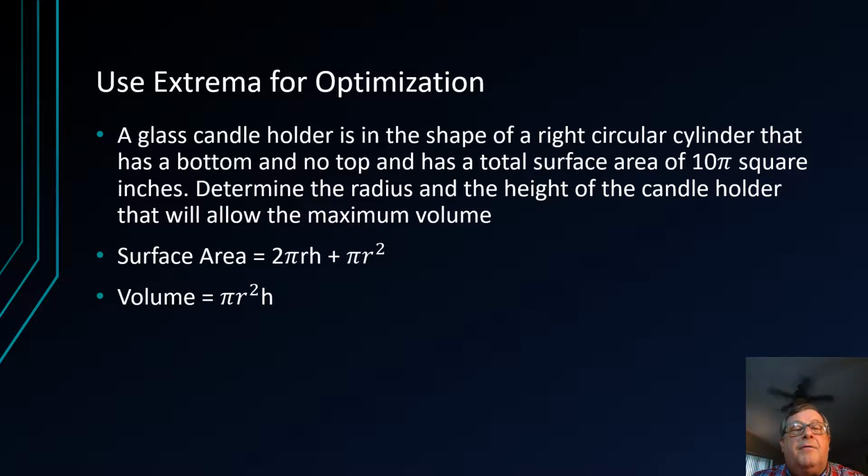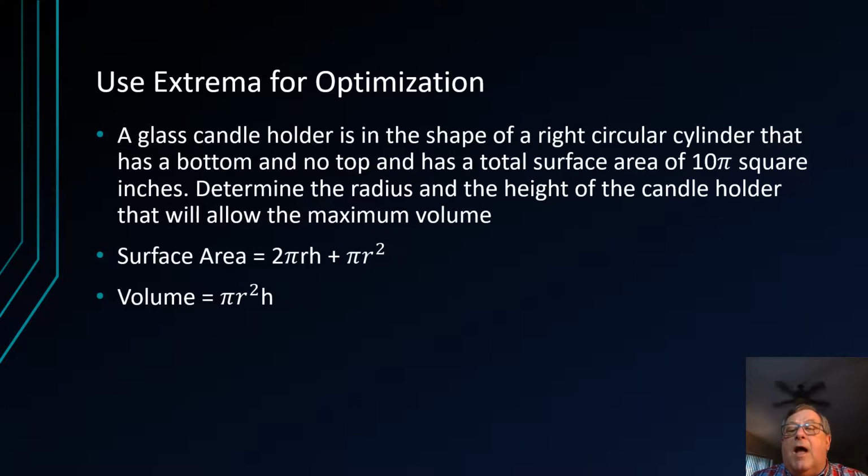Well, let's read what we have here. It says a glass candle holder is in the shape of a right circular cylinder that has a bottom and no top. Well, that makes sense. If it's a candle holder, it can't have a top. A candle holder doesn't have to be circular, but many of them are. And it has a bottom, or you're going to burn the place down. And it has a total surface area of 10 pi square inches. Surprised that's not cubic inches, square inches.